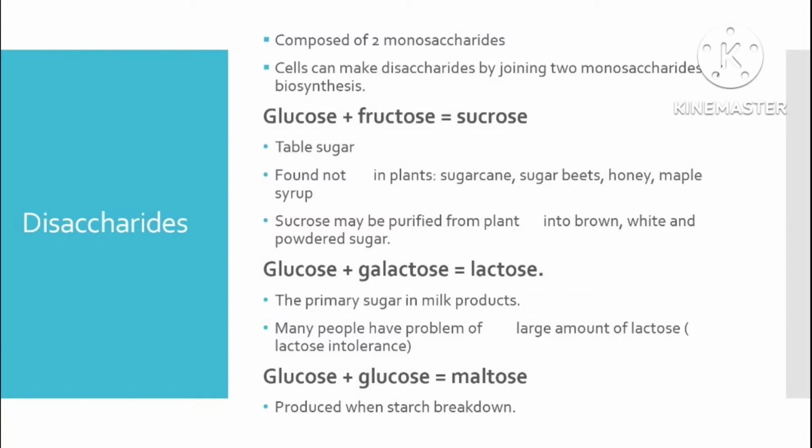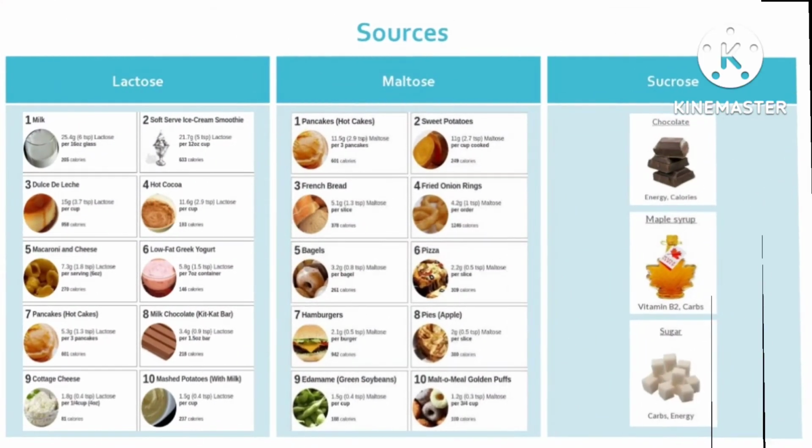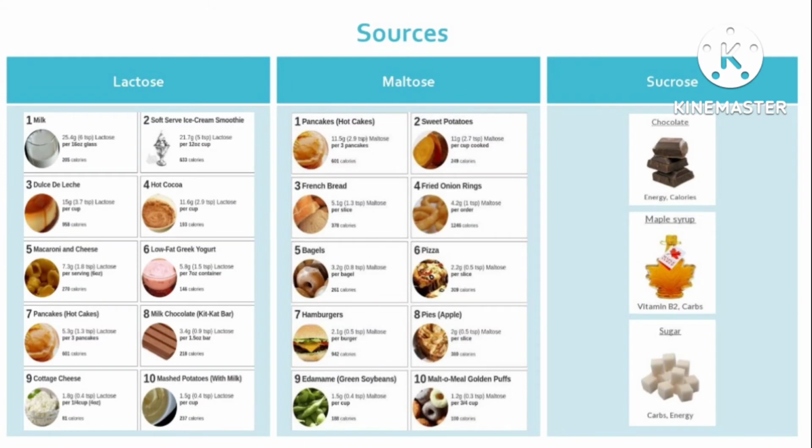Second one is glucose plus galactose, which is equal to lactose, the primary sugar in milk products. Many people have problems with large amounts of lactose, which is called lactose intolerance. Third one is glucose plus glucose, which is equal to maltose. It is produced when starch breaks down. The sources of lactose, maltose, and sucrose are shown in tabular form.